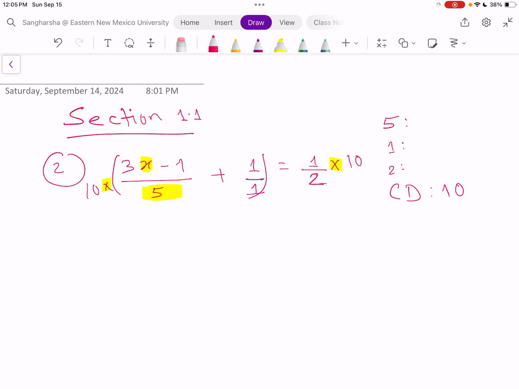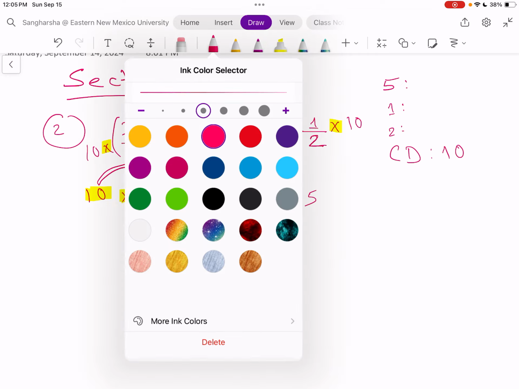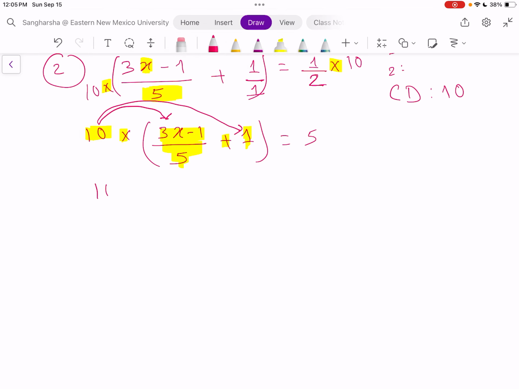Now let me rewrite this. We have 10 times (3x minus 1) divided by 5 plus 1 over 1. I can rewrite this as a 1, still the same thing, equals 1/2 times 10, that is 5. Now on the left side we have a number times a binomial. We have two expressions separated by positive, so we distribute this 10 to the first expression and to the second expression. This gives us 10 times (3x minus 1) divided by 5 plus 10 times 1 equals 5.